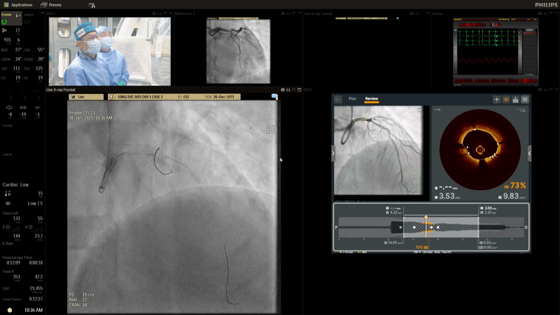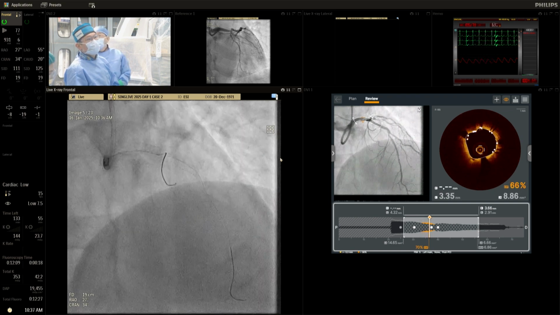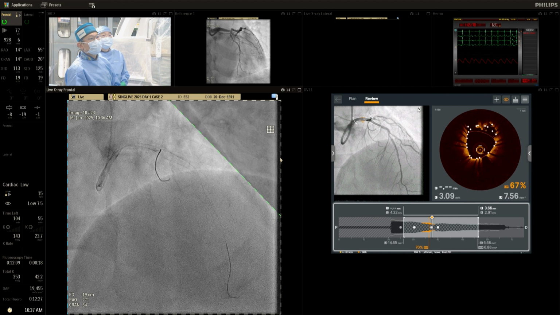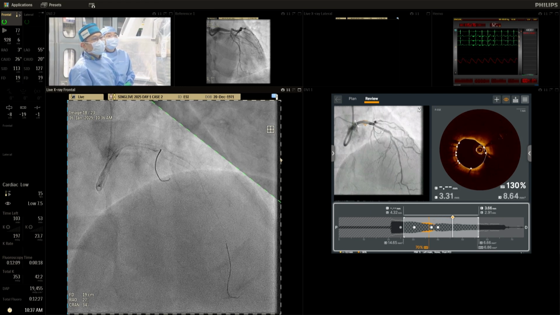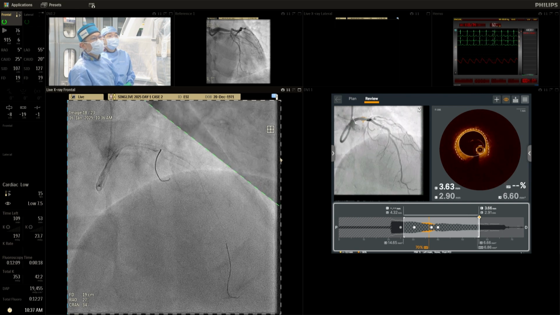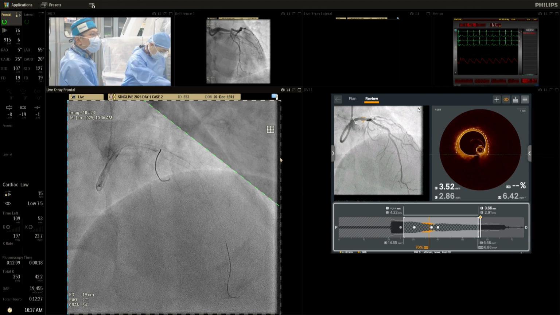So this is the distal left main. There is some under-expansion here due to the eccentric calcification. But we already went up with a 4.0 at high pressure, so I'm not sure we're going to be able to achieve much more there. The rest of the stent and the LAD looks pretty decent, and no distal edge issues.